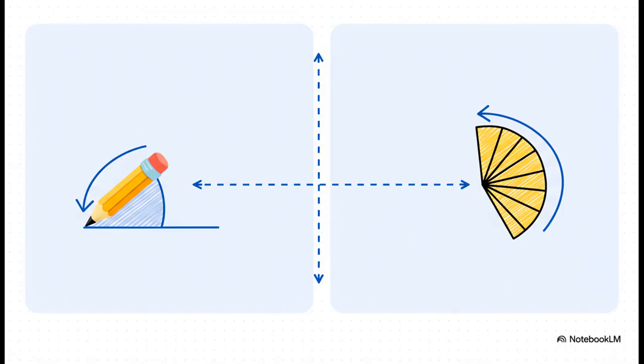And this lays it out perfectly. Look, on the left, you've got the acute angle, small, sharp, less than 90 degrees. And on the right, the obtuse angle, big, wide, more than 90 degrees. That 90-degree right angle is the perfect dividing line right between them.